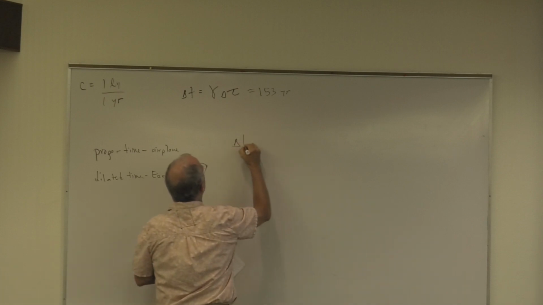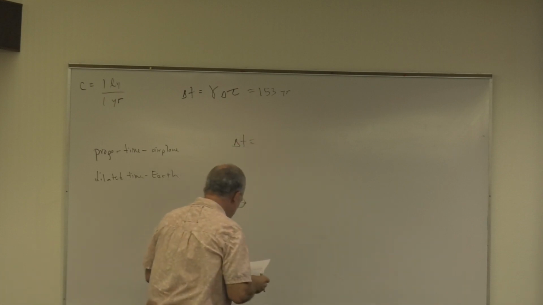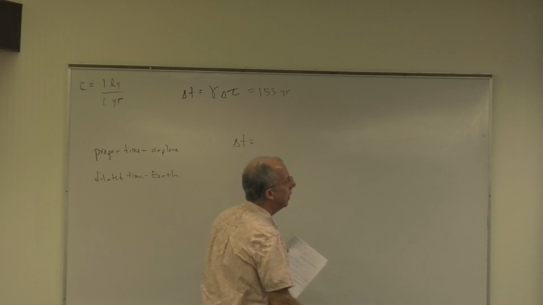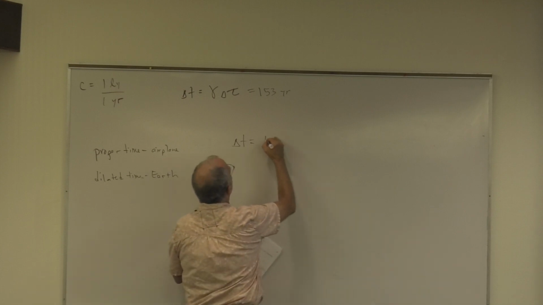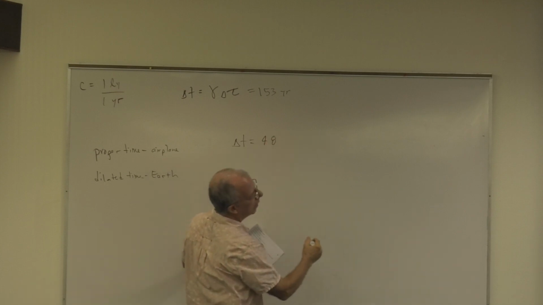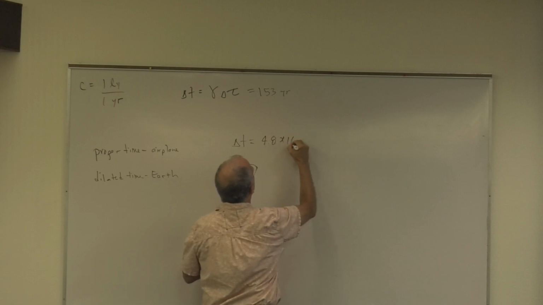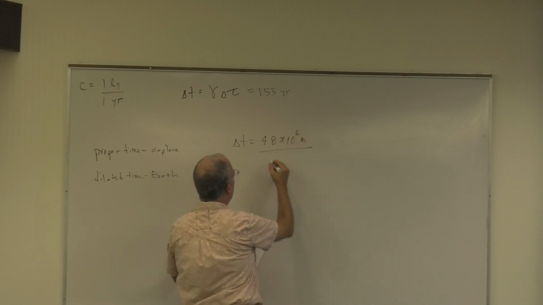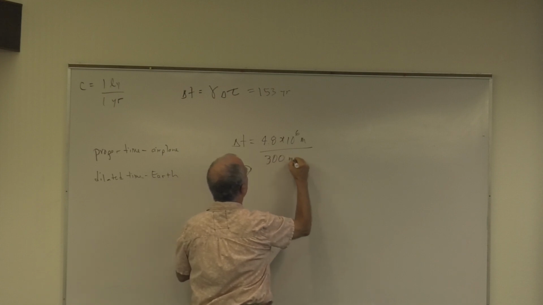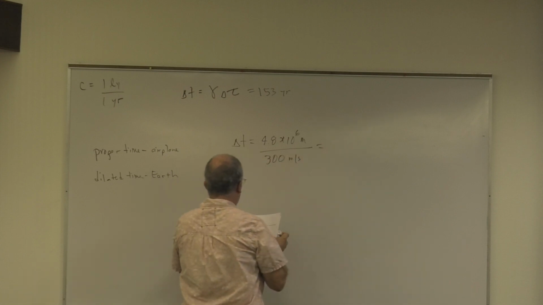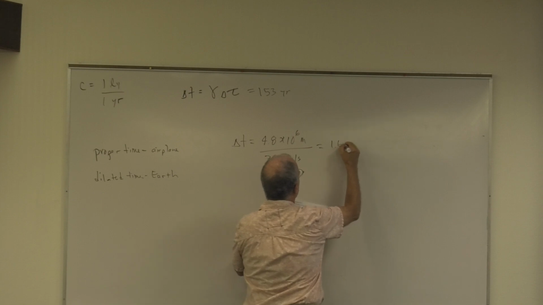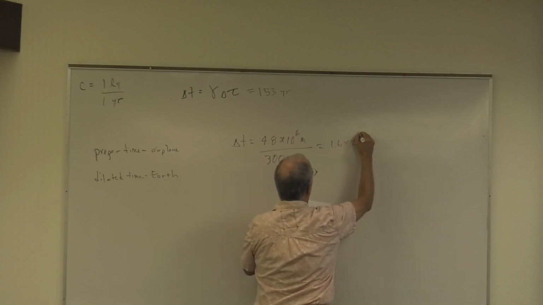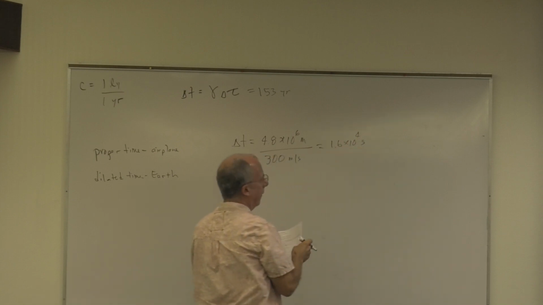So delta t is distance over speed. The distance is 4.8 times 10 to the 6th meters, and the speed is pathetically slow. And you get 1.6 times 10 to the 4th seconds.